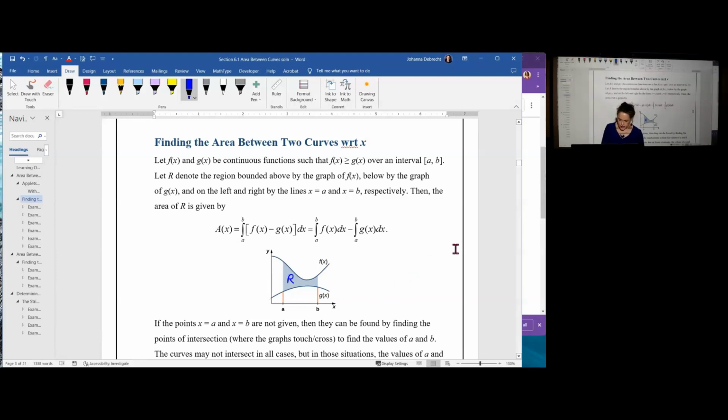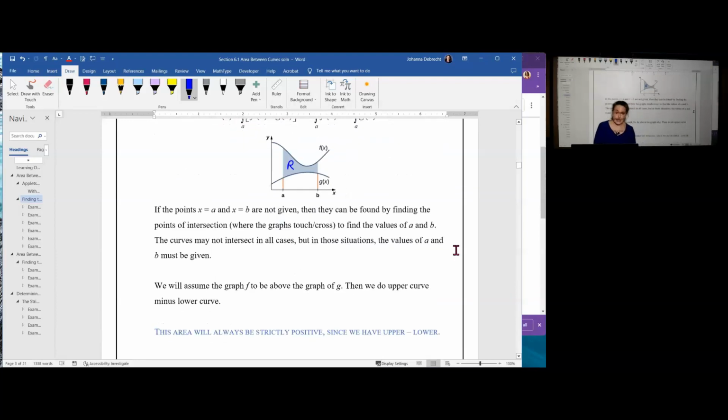Now, there are occasions where the points A and B may not be given. Instead, what may happen is that the curves intersect. And we can find our A and B by finding those points of intersection where they touch or cross. When they touch or cross, the y value is on both graphs. So we can set the functions equal to each other and solve for the x coordinate that causes that to happen. And then, of course, we can find the values for A and B.